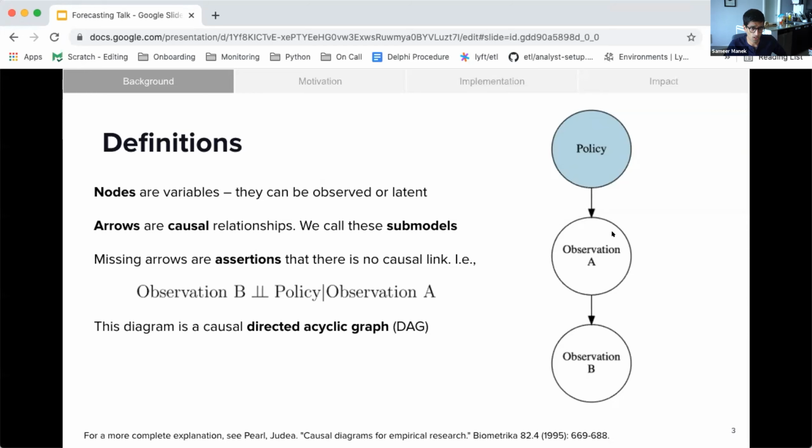These are assertions that we're making about the causal relationship between nodes, between variables. And analogously, missing arrows are assertions that there is no causal link. That is to say, because there's no arrow between policy and observation B, we are asserting that observation B is independent of the policy given observation A. There, of course, is a relationship, but it's all mediated through observation A. Overall, this diagram is called a causal directed acyclic graph, or a causal DAG. For a much more complete, thorough explanation, see some of the work by Dr. Judea Pearl. He's written extensively about how this can help you both empirically and in modeling.